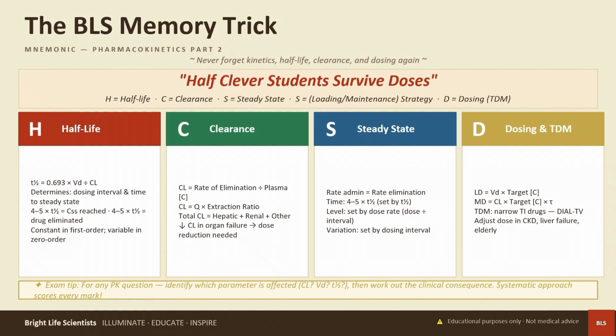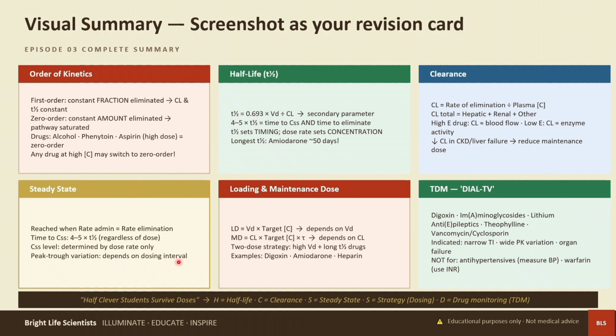That's your entire episode in 5 letters. Take a screenshot of this slide right now. This is your revision card for Pharmacokinetics part 2. Order of kinetics, we have half-life here, we have clearance, we have steady state, loading and maintenance dose, therapeutic drug monitoring, the drugs that actually are supposed to be monitored before they are administered. And don't forget to add your master mnemonic here. Half-clever students survive doses, where H stands for half-life, C stands for clearance, S for steady state, then S for strategy, whereby we have loading dose and maintenance dose, then we have D as well.